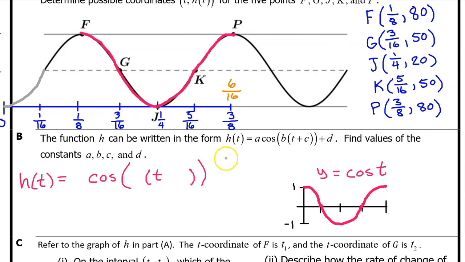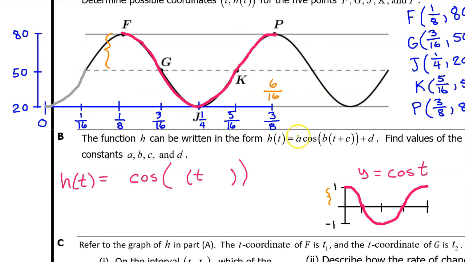Let's build an expression for h of t, filling in the values of a, b, c, and d as we go along. The a value is a vertical dilation. So let's compare the height of the parent function above the midline to the height of h of t above the midline. The parent function has a height of 1, while h of t has a difference of 30 from the midline to the high point. So that's a vertical dilation by a factor of 30. Therefore, the a value is 30.